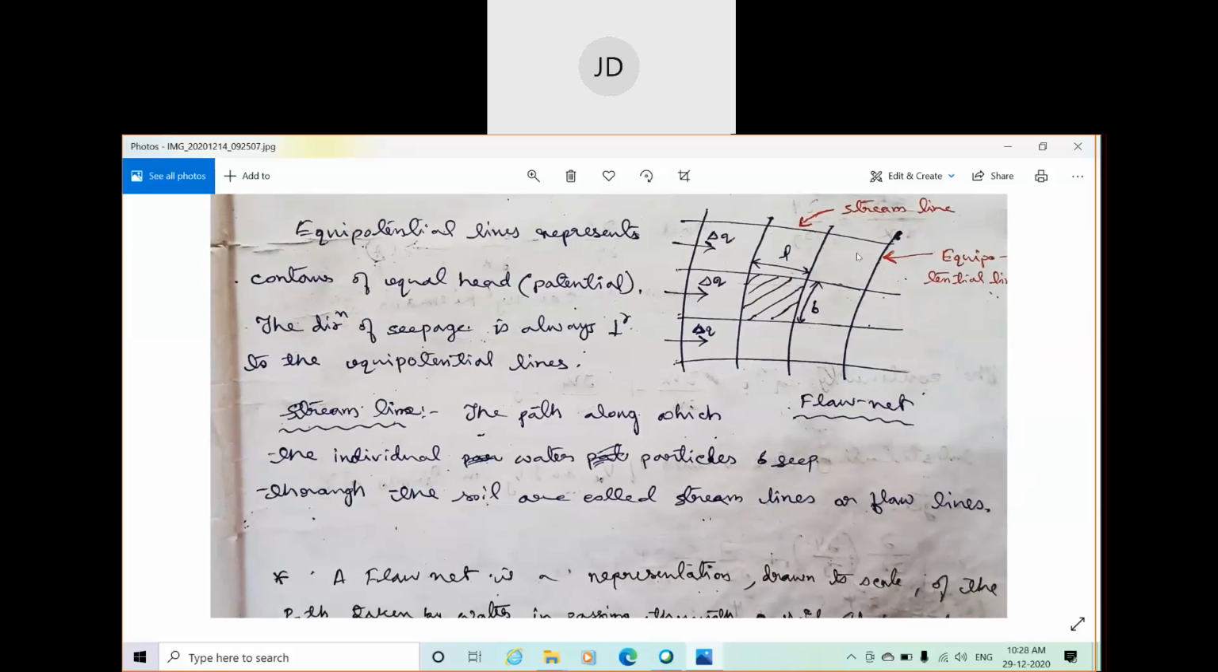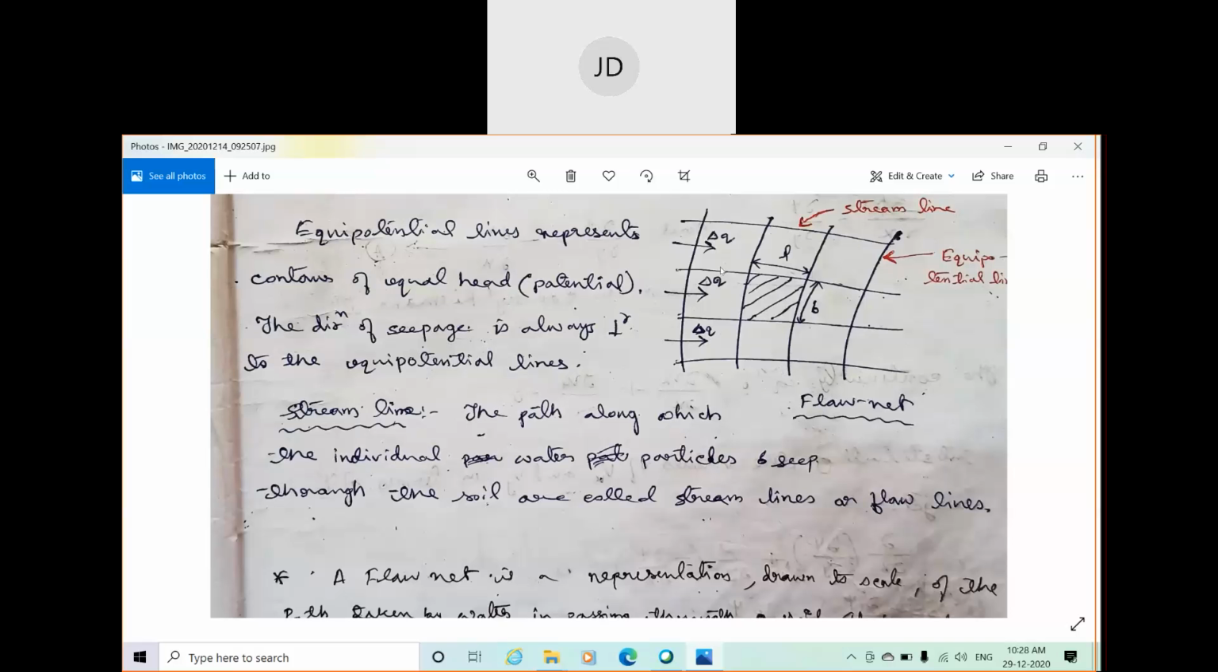This particular section is known as a flow channel. These things are already given to you. What is a flow channel? A flow channel is the section or area enclosed between two successive streamlines. This is one streamline, this is another streamline, and the area between these two streamlines is known as a flow channel. In this drawing, right now there are 3 flow channels: 1, 2 and 3. You can create as many flow channels as you want depending on the design of the flow net.